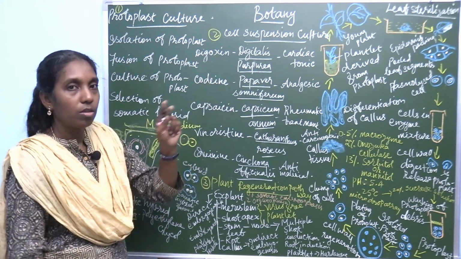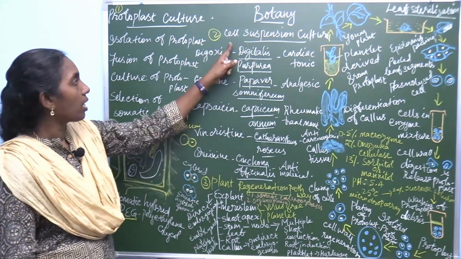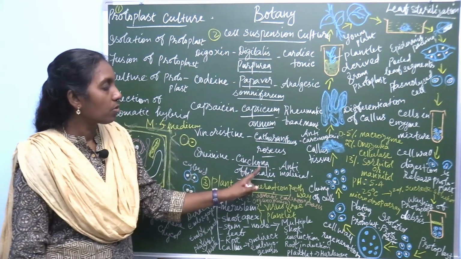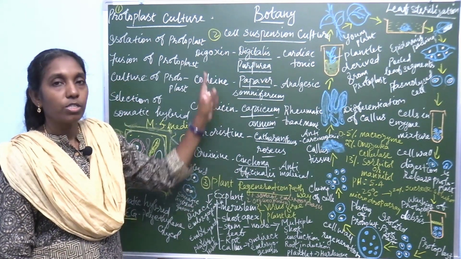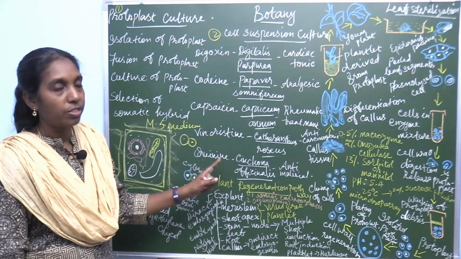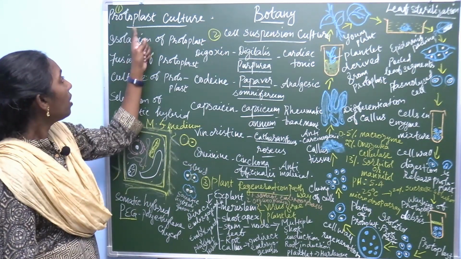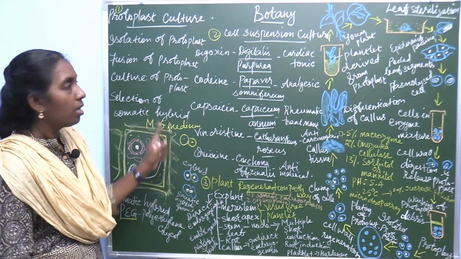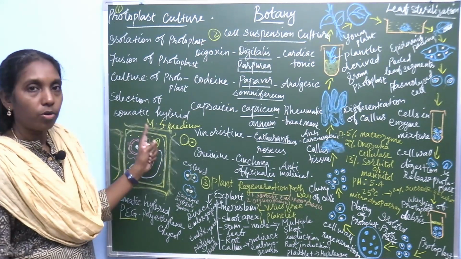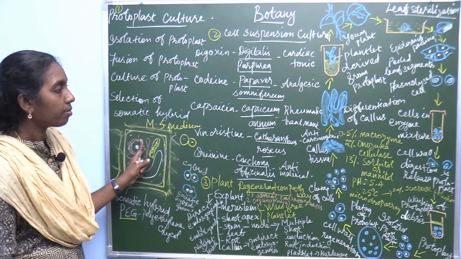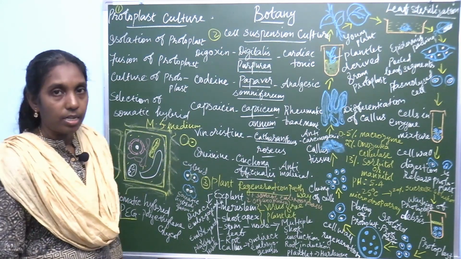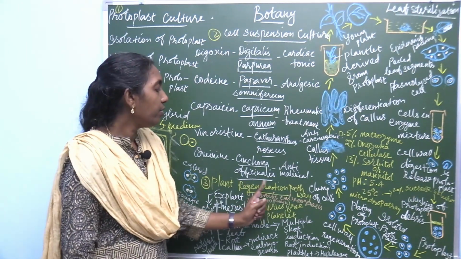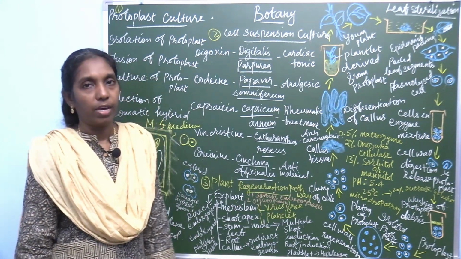So the second question you are going to learn today is cell suspension culture. This is only the example. First you learn what cell suspension culture is. Then protoplast culture, where 4 steps are involved. Next question is the plant regeneration pathway.